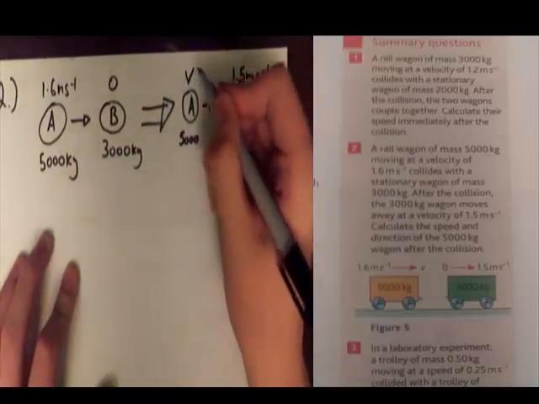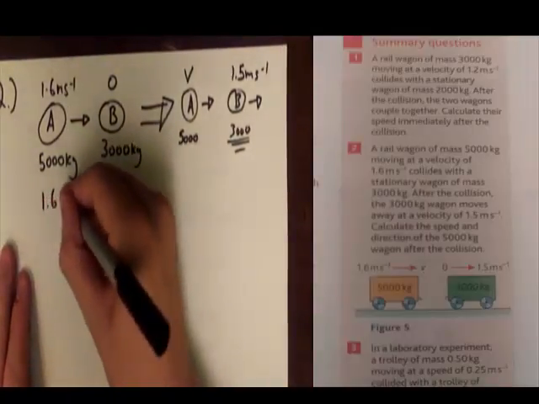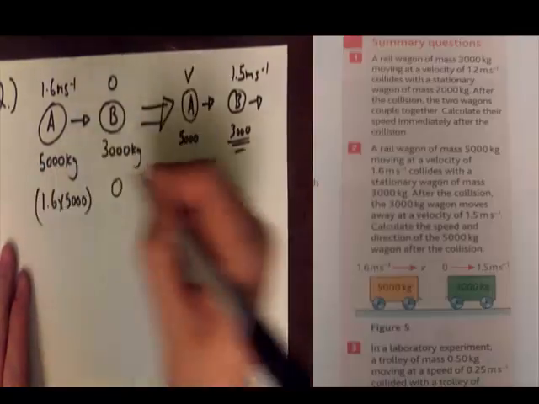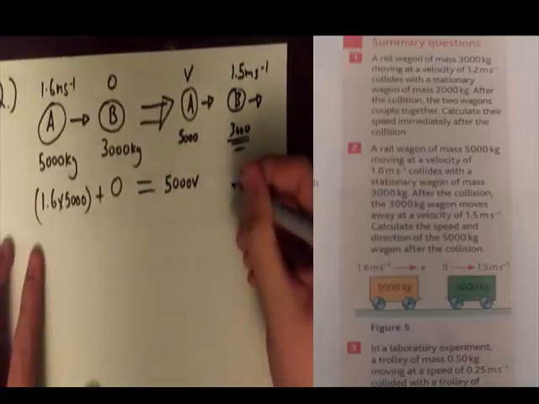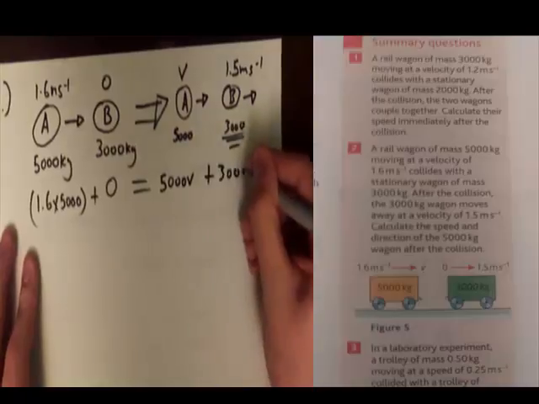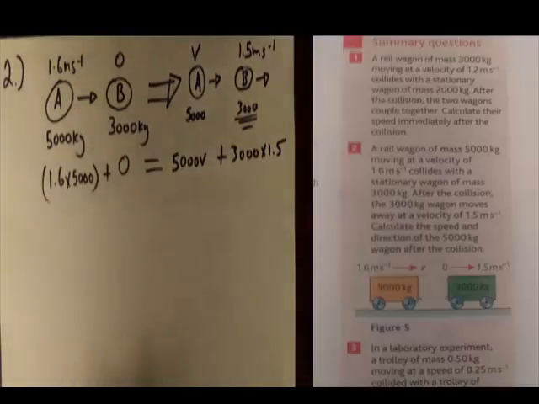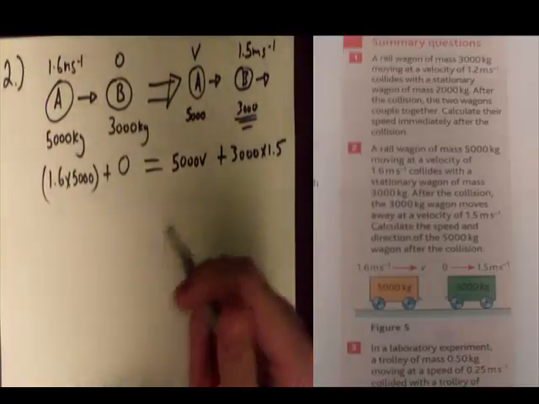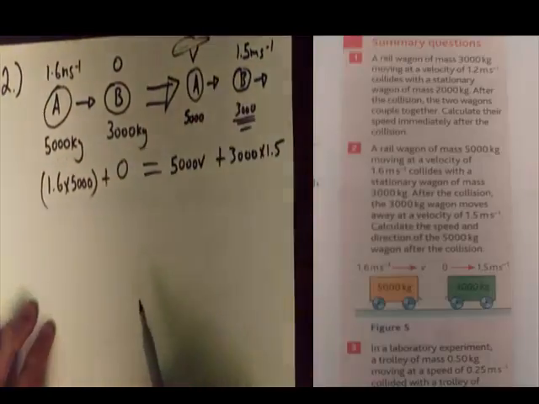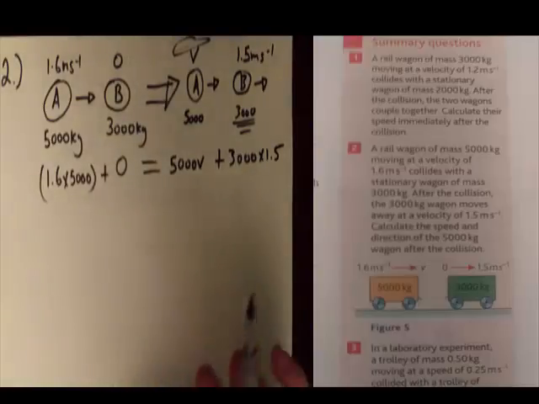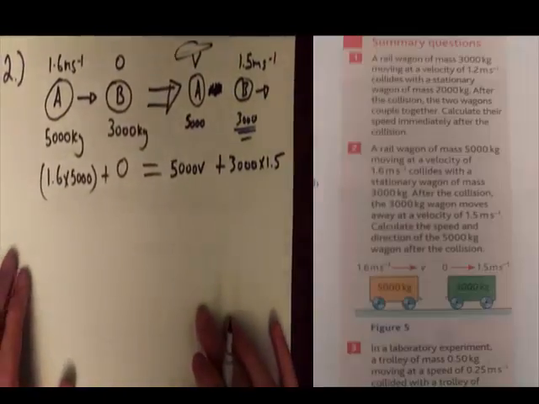What we need to find is this. So again, this is equal to 0, 1.6 times 5,000 plus 0 going to 5,000 V plus 3,000 times 1.5. Now, we want to find the speed and direction of the 5,000 kilogram wagon. I'll get rid of this arrow for now, just in case it isn't going that direction.